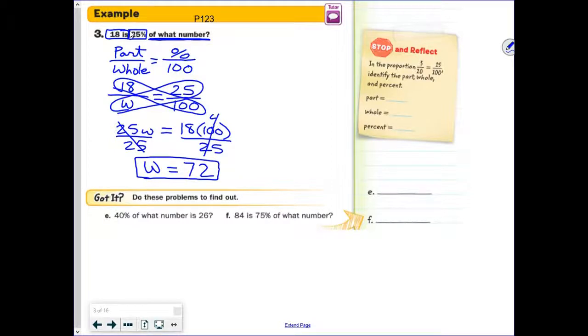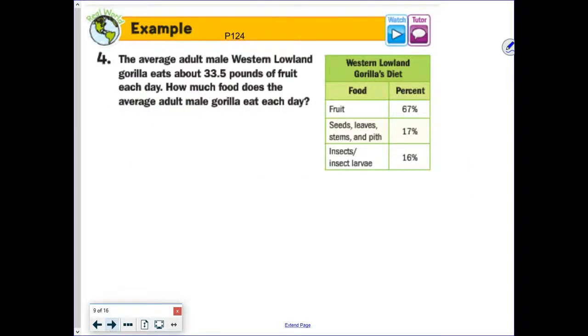but let's take a look at the word problem. It says the average adult Western male lowland gorilla eats 33.5 pounds of fruit each day. Wow, that's a lot of fruit. How much food does the average adult male gorilla eat each day? Now, when you are looking at this, it's difficult to find the part and the whole based on words like of and is. These are not just statements like the previous problems. Instead, what we have to do is decide in this problem, what is the part and what is the whole?